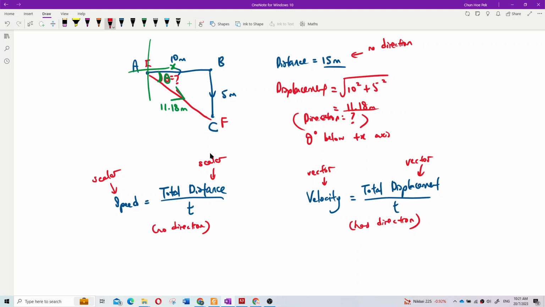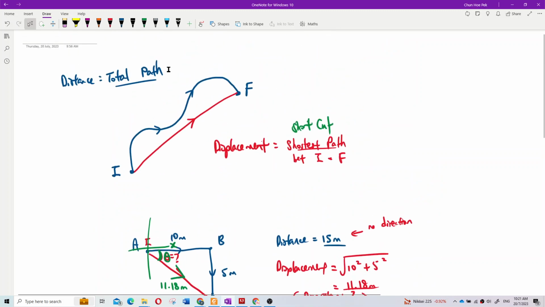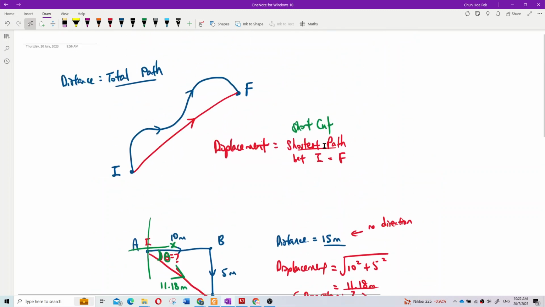Now we can further elaborate. Speed is total distance, and we have learned that distance is total path. So to get speed, we take the total path over time, the long path. But velocity is total displacement over time. What is displacement again, class? Shortest path, shortcut.